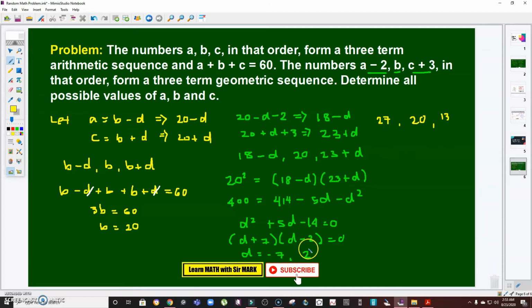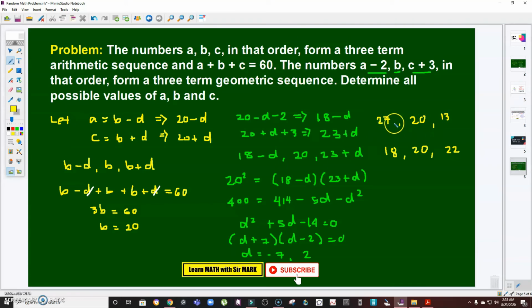But take note, there are two common differences here, so therefore, there is another sequence. If D is 2, then that will be 20 minus 2, so that will become 18. Then 20 plus 2, that will be 22. There you go. So these are the possible values of A, B, and C. You can verify that. The sum of 18, 20, and 22 is 60. 27, 20, and 13, still the sum is 60.